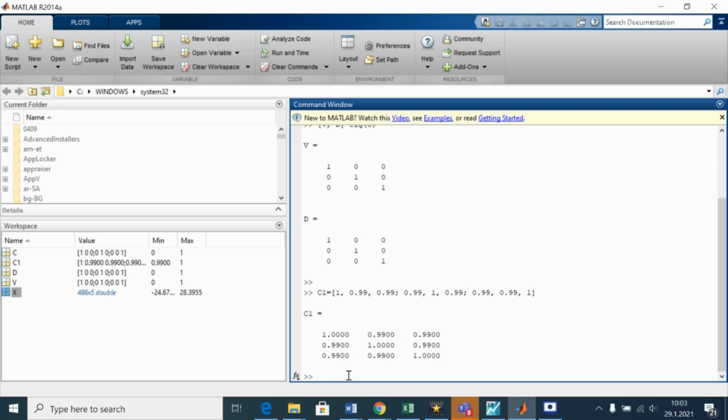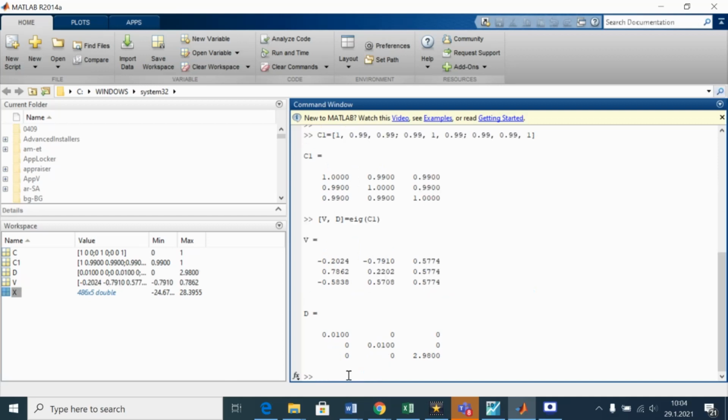So again, let's get the eigenvectors and the corresponding eigenvalues. We code again, give the syntax as above, and give the command eig. Now we have the covariance matrix C1, and let's spit it out. Yeah, so we see exactly what we have discussed in the lecture.